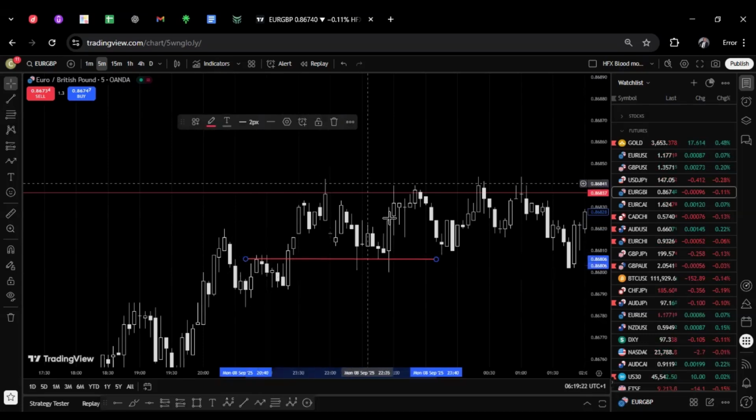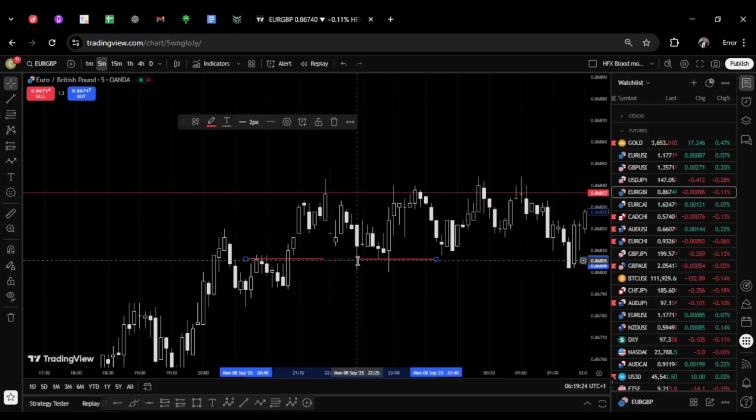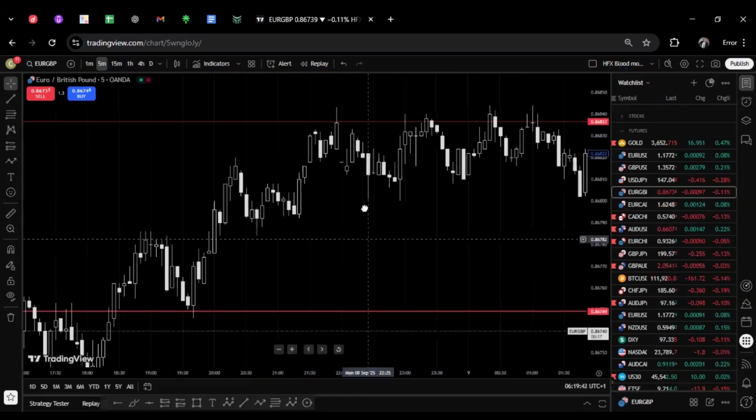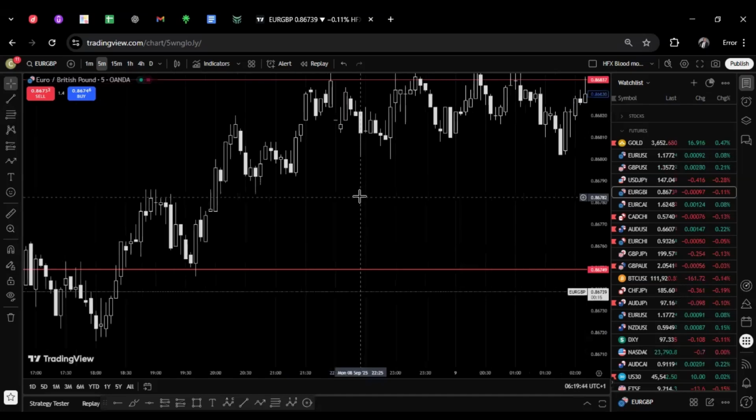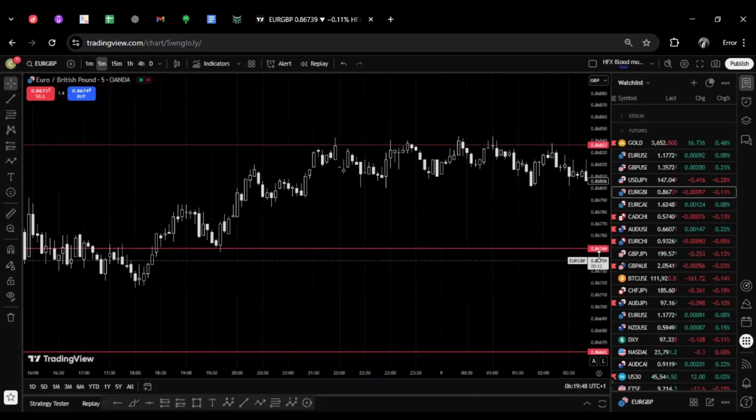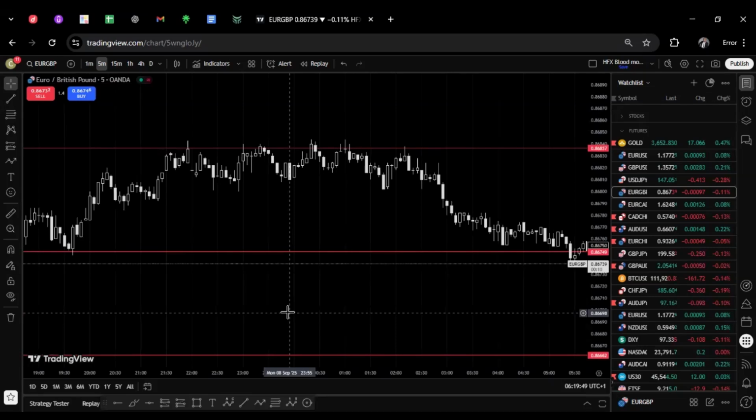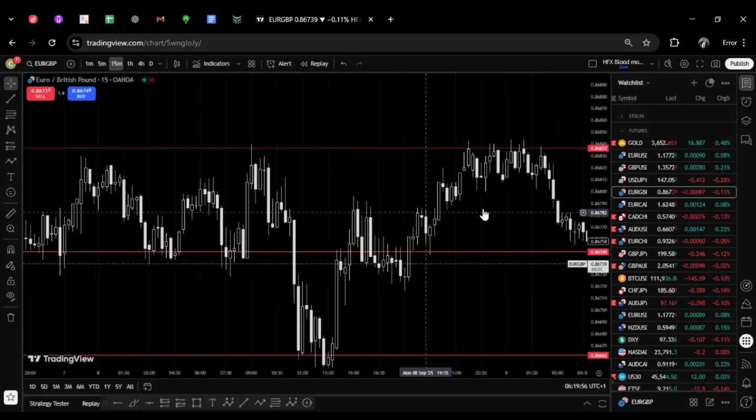And what happened? The next time the market came here, it reacted pretty well. The second time, it reacted pretty well, right? So it is so clear. On any time frame, you're going to see the market reacting this way. I use Euro GBP because it's ranging pretty well on the 15 minutes time frame.